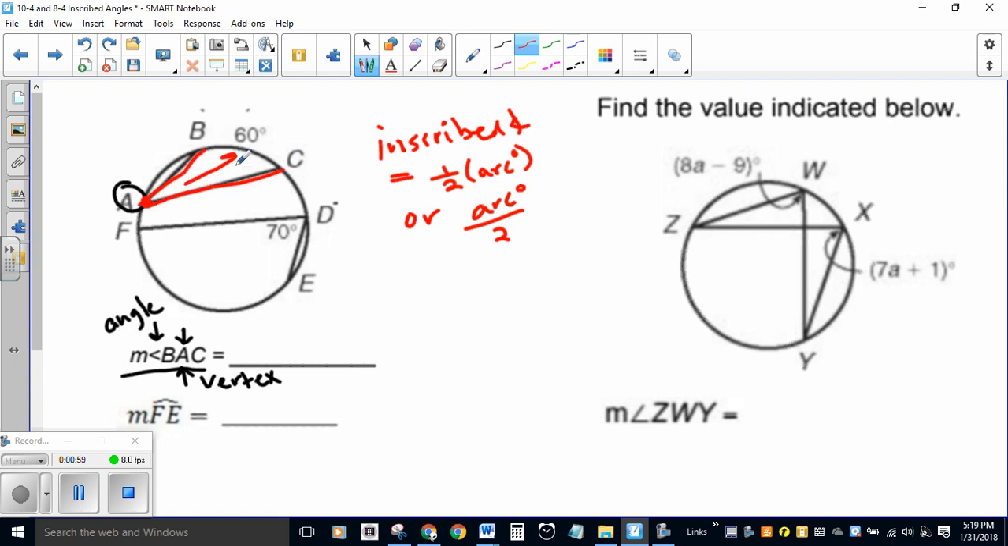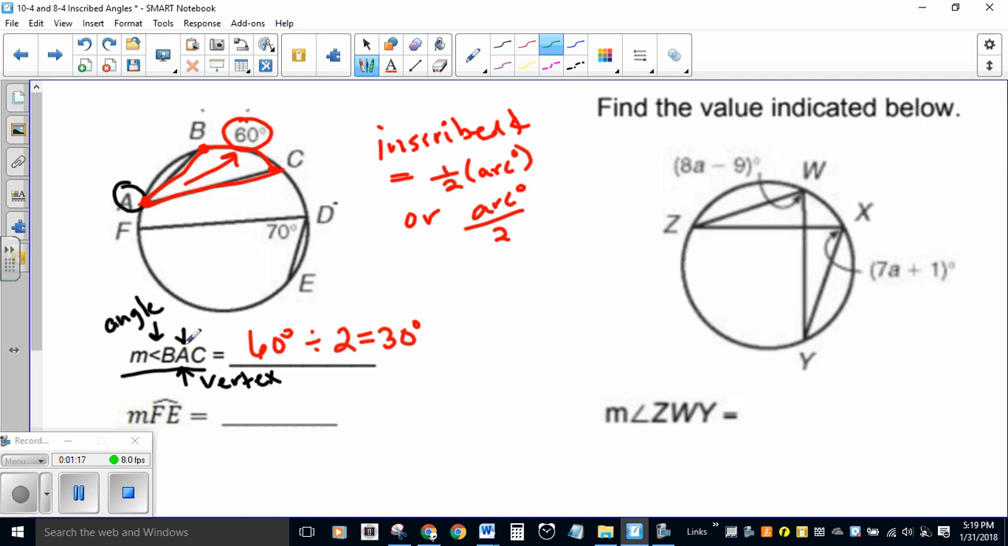So the angle we're looking at is this angle right here, angle BAC. So the arc that we're looking at is the 60 degrees, which is from point B to point C. So we have 60 degrees divided by 2, so our answer is 30 degrees. So the angle BAC is 30 degrees.